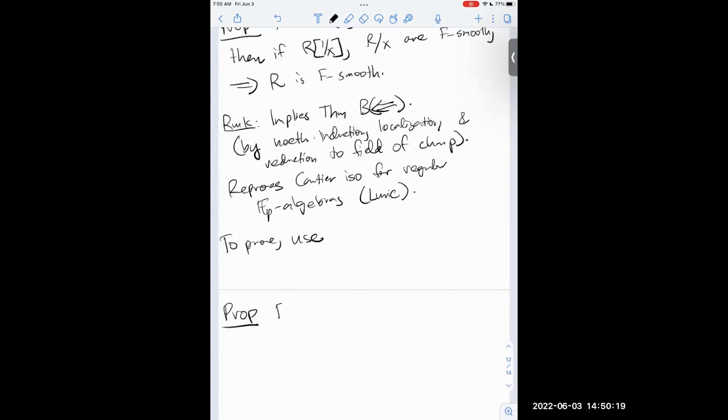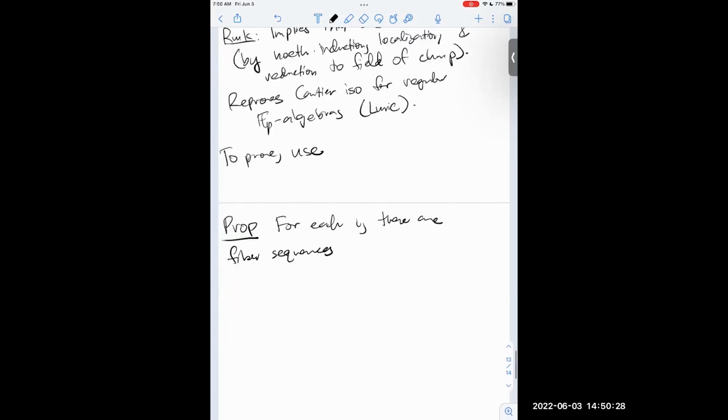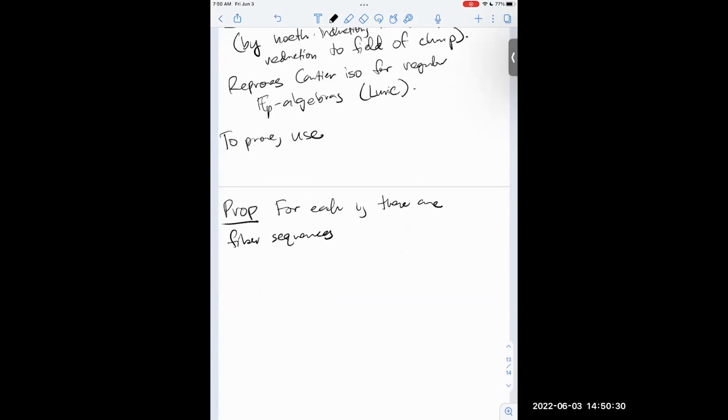Right. So for each i, there are fiber sequences that relate the prismatic complex of R, reduced mod X, with the prismatic complex of R mod X. So let's say the Hodge-Tate complex of R twisted by i, modulo X, mapping to the Hodge-Tate complex of R mod X twisted by i, and the Hodge-Tate complex of R mod X twisted by i minus 1.